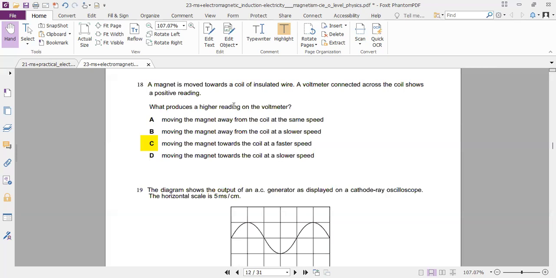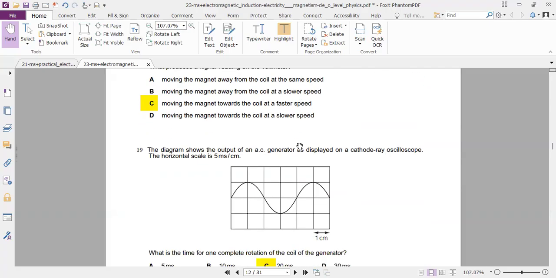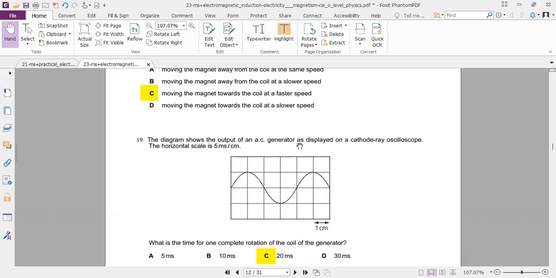What produces a higher rating? So moving a magnet faster increases the reading. Remember, there are three factors that increase the AC output magnitude. First of all, speed of the movement. Secondly, stronger magnet. Thirdly, number of turns in the coil.